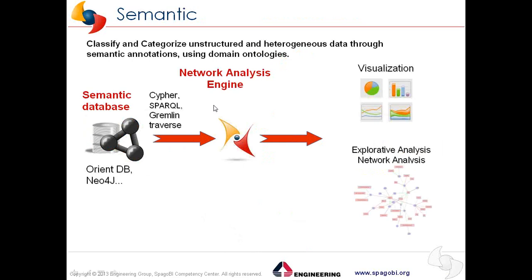Another type of interaction with data is the semantic analysis. In SpagoBI, you can connect to semantic databases such as Neo4j or OrientDB and query the data using Cypher, Gremlin, or Traverse query language. At this moment, we are also developing a tool that allows the user to perform queries on ontologies using SPARQL. Once you have the data, you can visualize them using dashboards or the network analysis engine that is more suitable to interact with graphs. Okay, here this is the result of a network analysis.